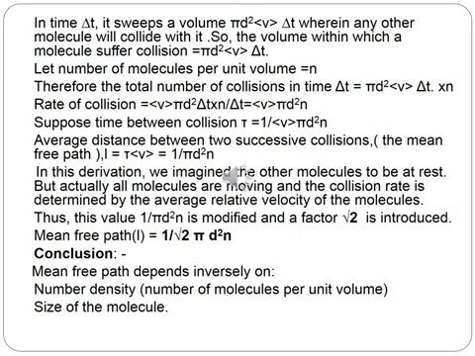In this derivation, we imagined the other molecules to be at rest. But actually, all molecules are moving and the collision rate is determined by the average relative velocity of the molecule. Thus, this value 1 by pi d square n should be modified and a factor root 2 is introduced. Then mean free path L is equal to 1 by root 2 pi d square n. What are the factors upon which mean free path depends? One is number density, or number of molecules per unit volume, and second one is size of the molecule. Mean free path depends inversely on number density and size of the molecule.